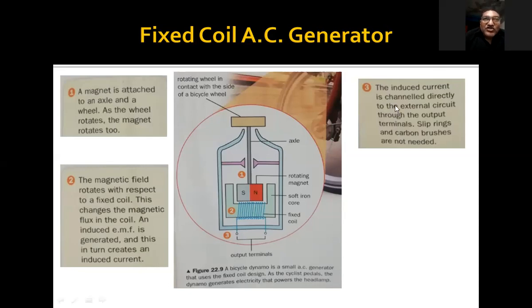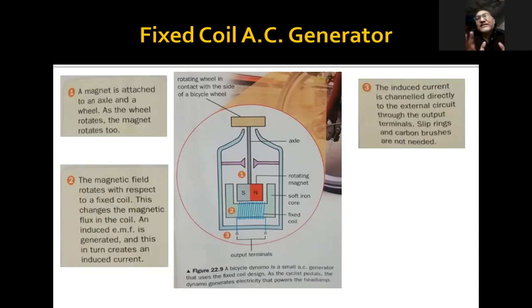The induced current is channeled directly to the external circuit through the output terminals. Slip rings and carbon brushes are not needed. See, this design is called fixed coil AC generator. Fixed coil AC generator means that the coil will not be rotating, the coil will remain stationary, but the magnets will rotate.